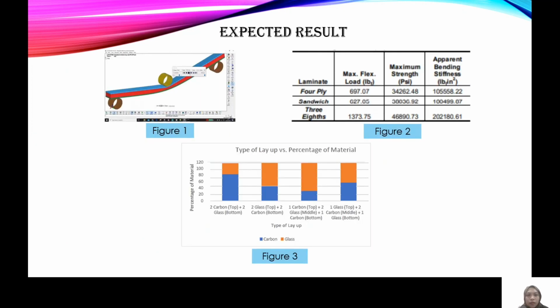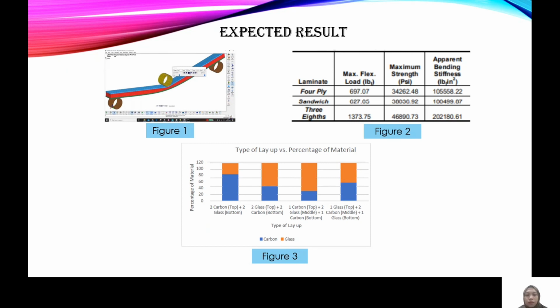The next slide is the expected result. In figure 1, the analysis and modeling of 3-point bending was done using Abaqus software. Figure 2 shows the different results because of the different types of laminate. Different types of laminate will produce different values in maximum pressure load, maximum strength, and also apparent bending stiffness. Lastly, figure 3 shows the type of layup versus the percentage of material.